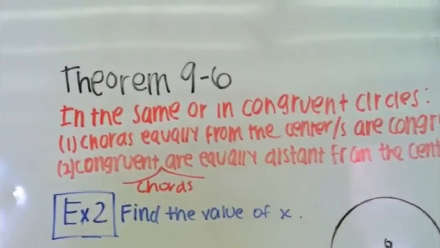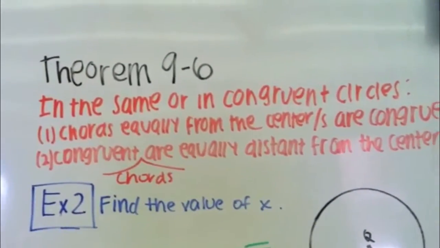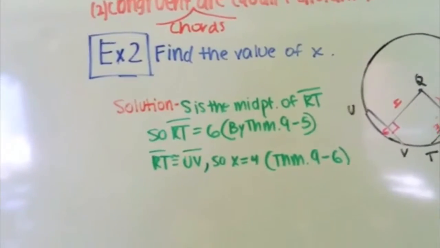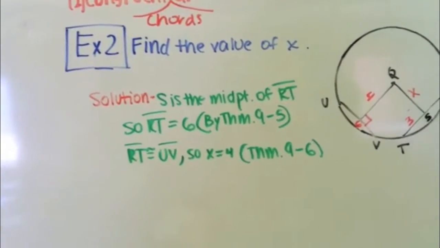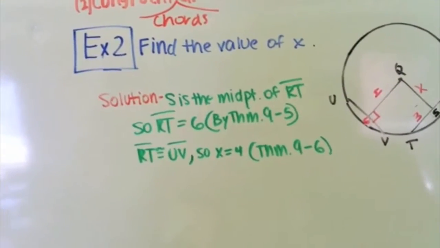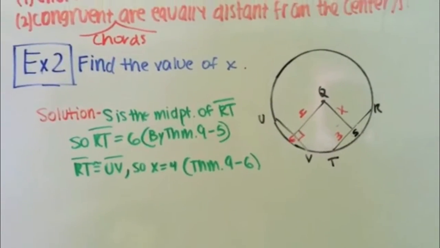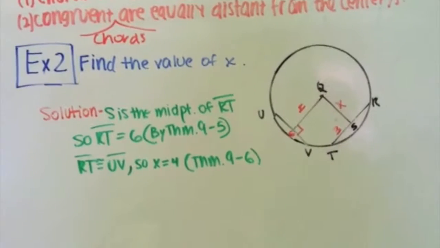Example 2. Find the value of x. Solution. S is the midpoint of RT, so RT equals 6 by Theorem 9.5. RT is then congruent to UV, so x equals 4 by Theorem 9.6.